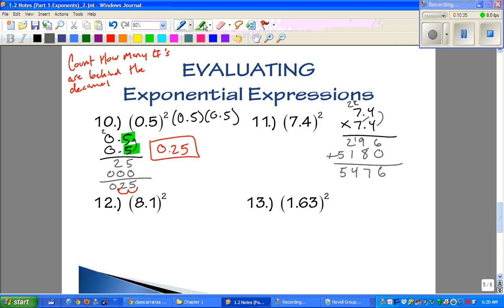Now, where does the decimal go? Let's count. We have 1, 2 numbers behind the decimal. So we put the decimal 2 numbers in. Now, that's going to be it for evaluating exponential expressions.